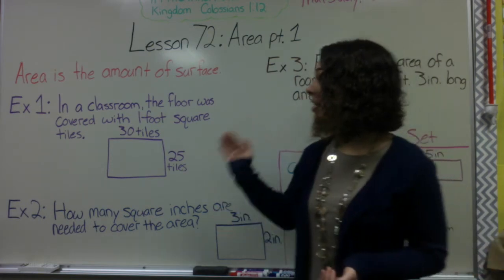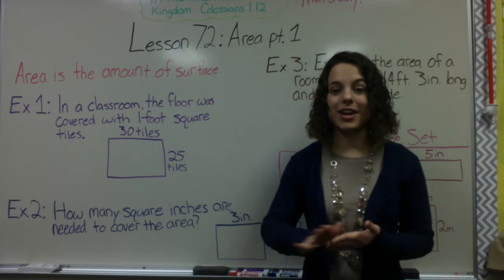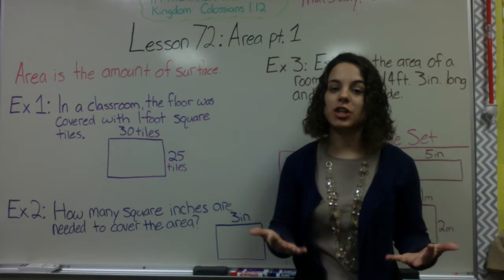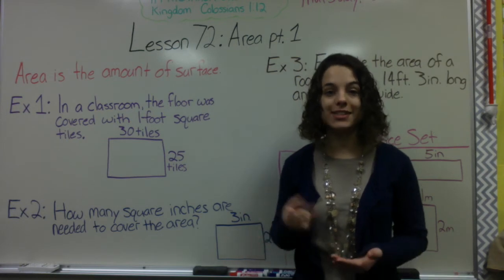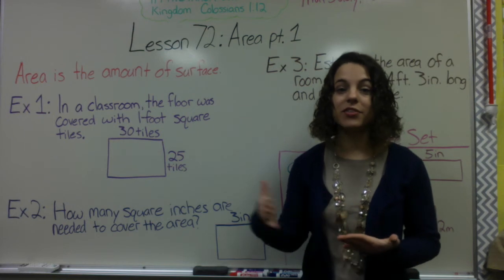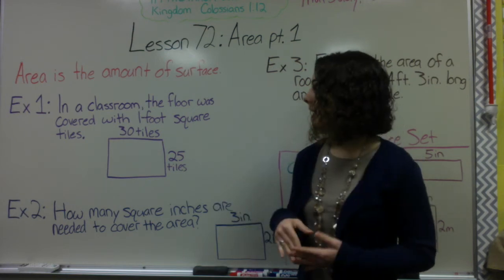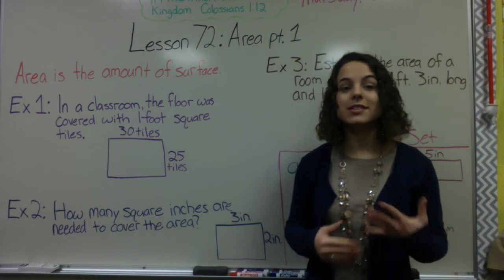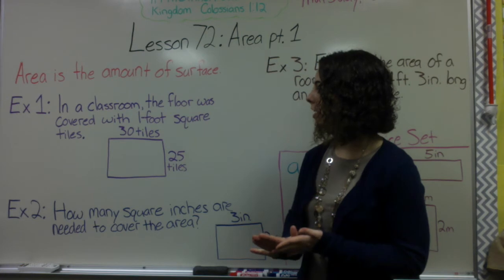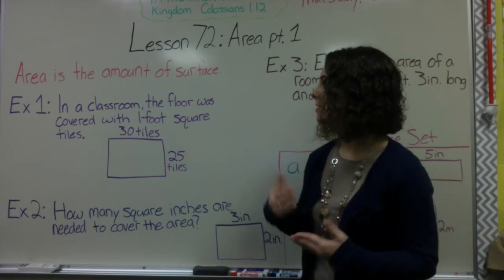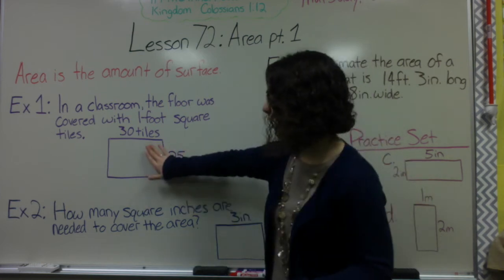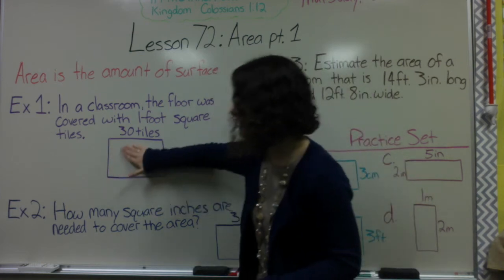So now that we have area, area is going to be everything inside. It is the amount of surface that you have in a shape, and we're only going to be doing rectangles and squares for now to keep it pretty simple, because there are different formulas for different shapes. We'll stick with squares and rectangles because the process is the same for each. So area, again, is the amount of surface.